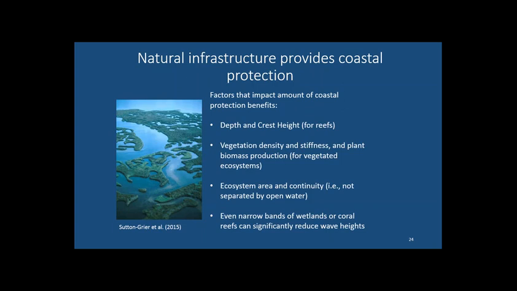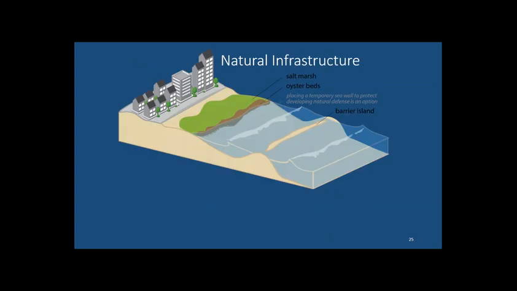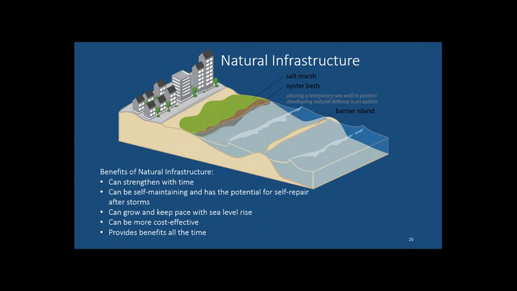So being separated by open water can make it harder to provide as much storm protection benefit. That said, even narrow bands of wetlands or coral reefs can significantly reduce wave heights. So when we're thinking about natural infrastructure, you might think of this. A community could actually stack different kinds of natural infrastructure. They could try to restore a barrier island and possibly at the same time restore oyster beds or salt marsh so that you're stacking multiple different levels of natural infrastructure protection.